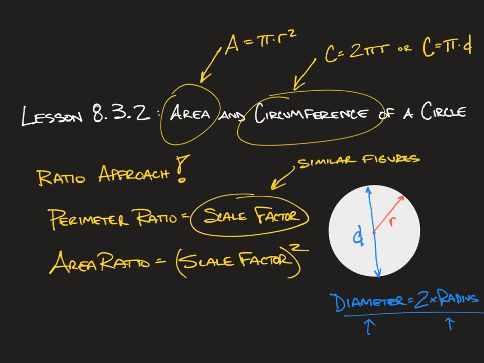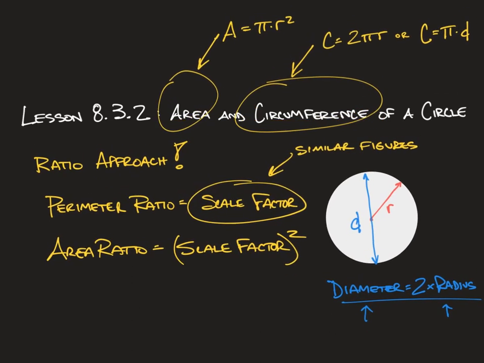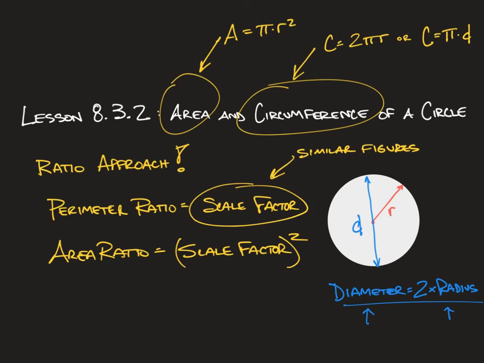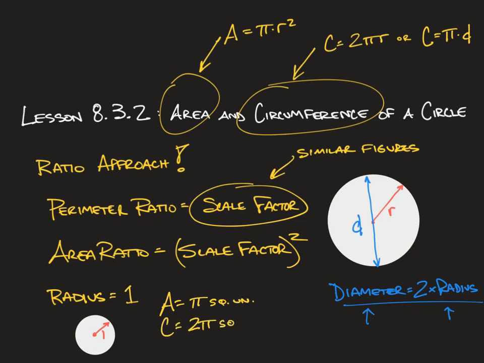Last thing I want to remind you about, in the last lesson, we looked at the area and circumference of a circle when the radius was 1. So if we have a circle, and that circle has a radius of 1 unit, what we showed in the last lesson was that that area was equal to pi square units, and the circumference was equal to 2 pi units.